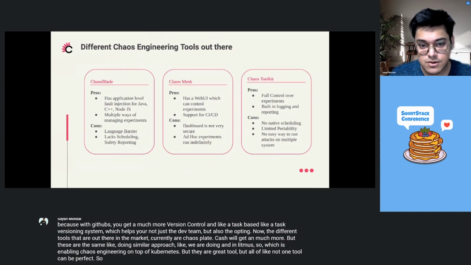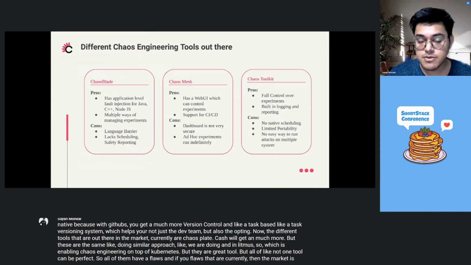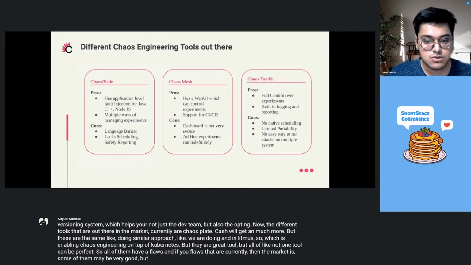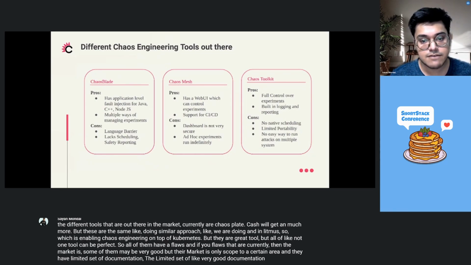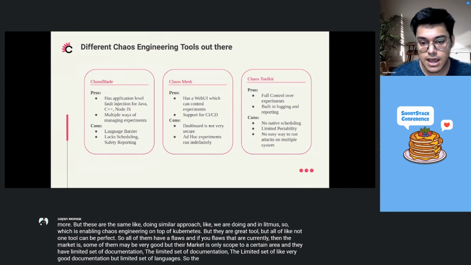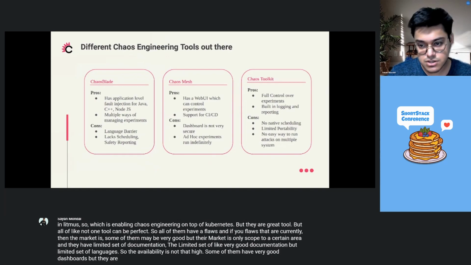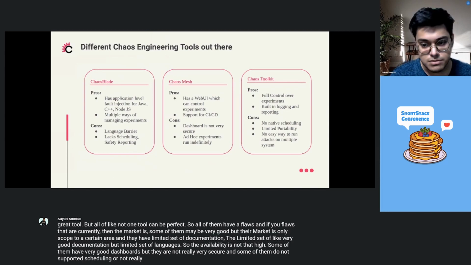So all of them have their flaws, and a few flaws that are currently there in the market are these: some of them may be very good, but their market is only scoped to a certain area, and they have a limited set of documentation, very good documentation but a limited set of languages. So the availability is not that high. Some of them have very good dashboards, but they are not really very secure. And some of them do not support data scheduling or are not really portable.